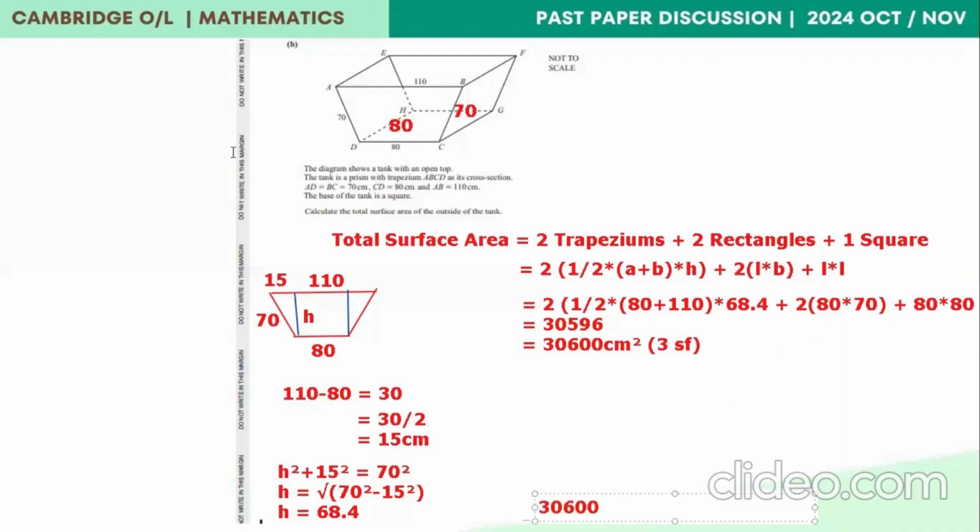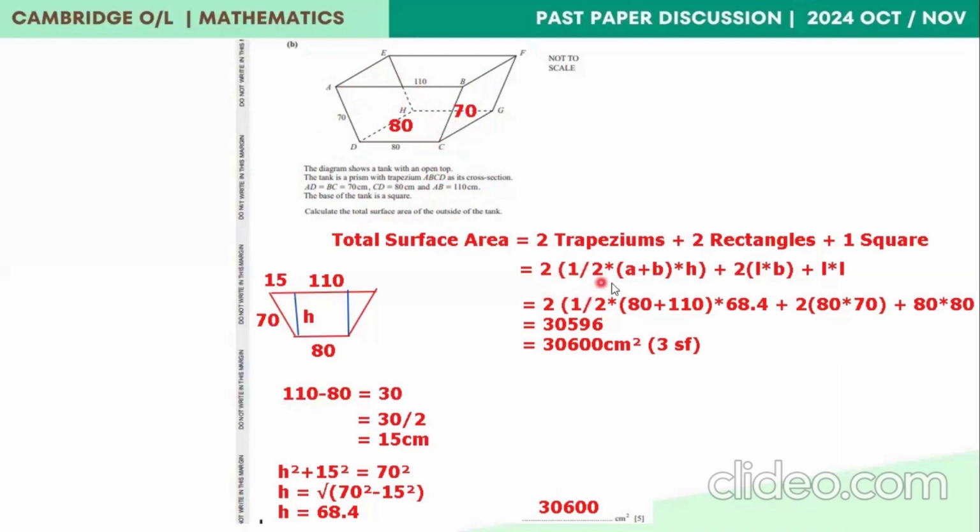So if I give a quick recap of this question, the diagram shows a tank with an open top. The tank is a prism with trapezium ABCD as its cross section. We had to find the total surface area of this tank. According to this shape, we have two trapeziums, one square and two rectangles. Now you could ask, why didn't we consider this part? That is because they told us that the tank is open. So this AEBF is nothing. So we have two trapeziums, two rectangles, and one square.